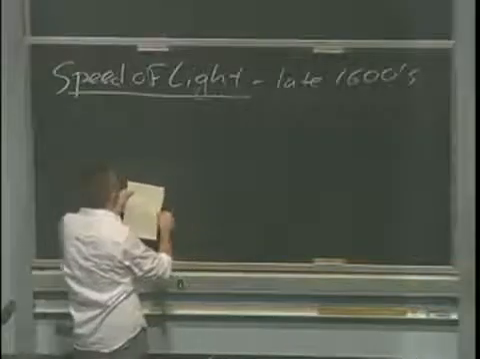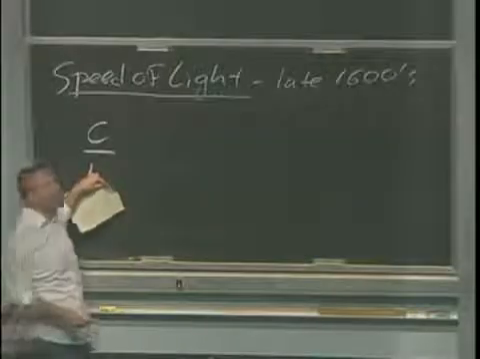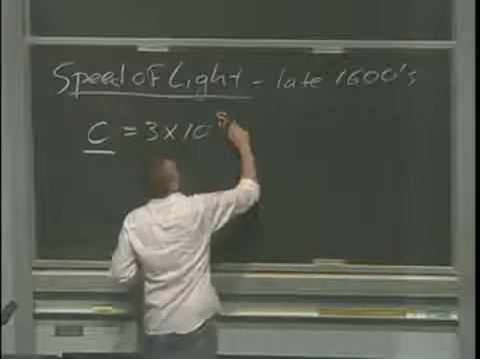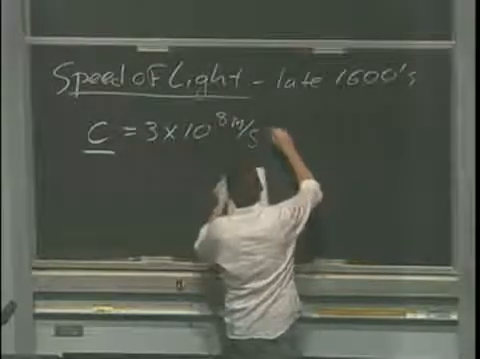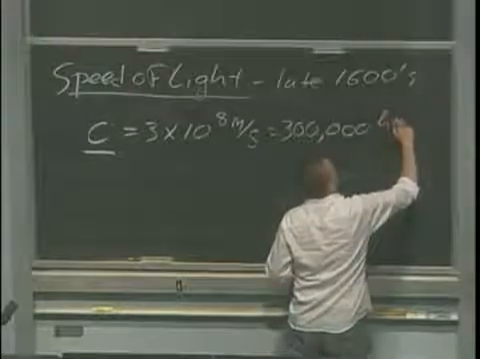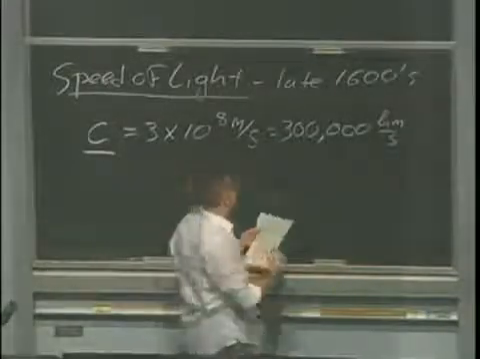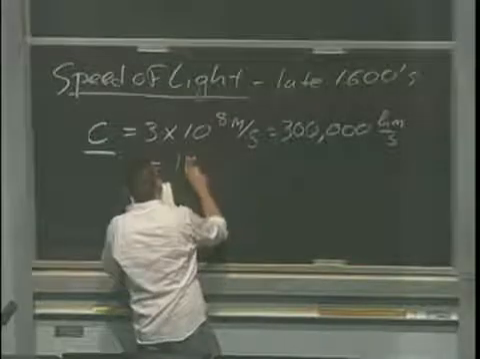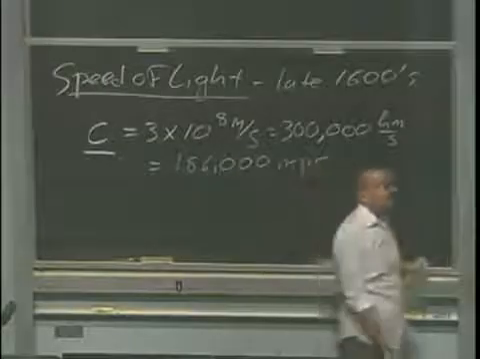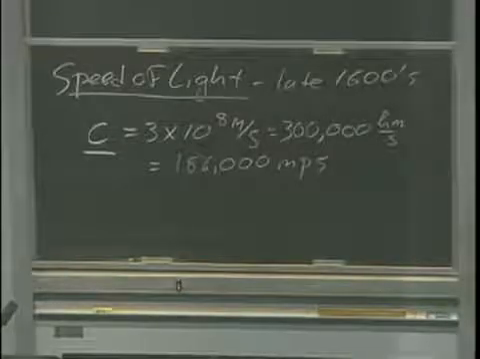So the speed of light, let's write it down. We're going to call this c. It's such a fundamental quantity, it's got its own letter. c is the speed of light. It's 3 times 10 to the 8 meters per second, which is 300,000 kilometers per second. And if you think in terms of miles, that is 186,000 miles per second. Okay, so fast. The speed of light is very fast.